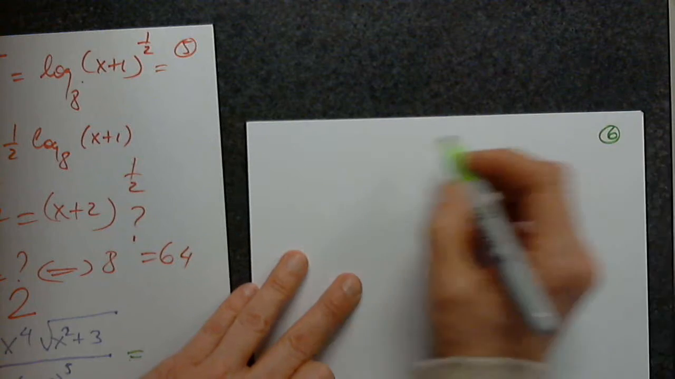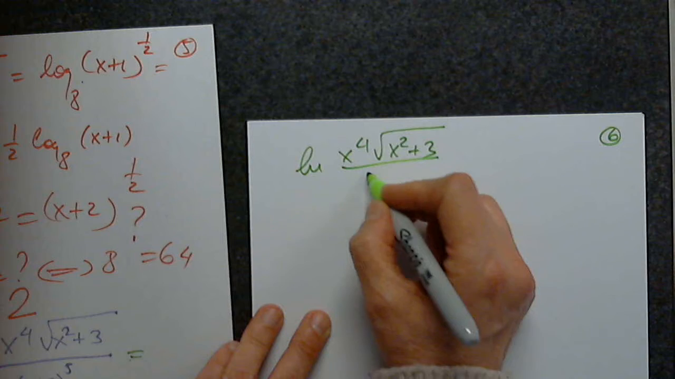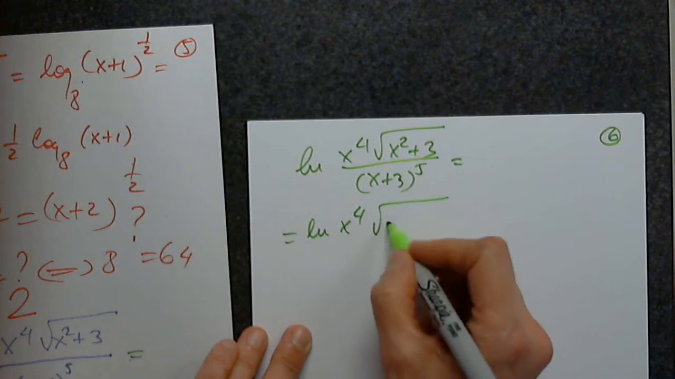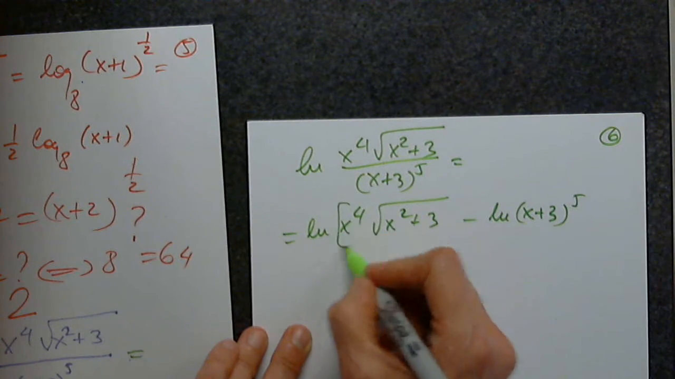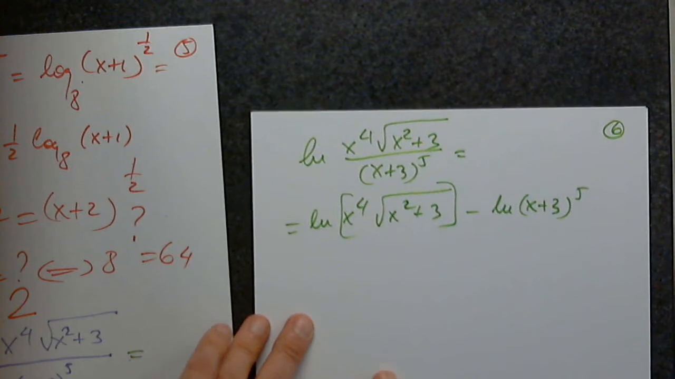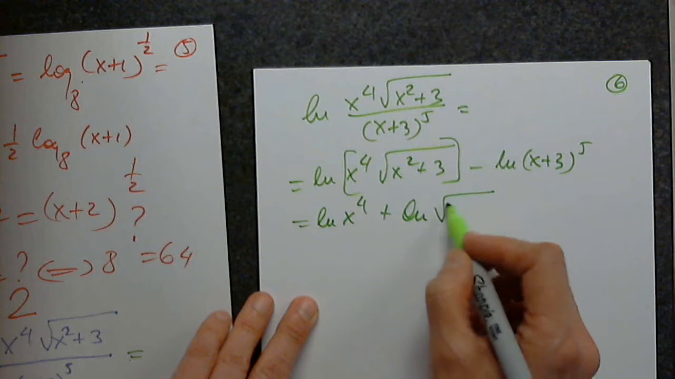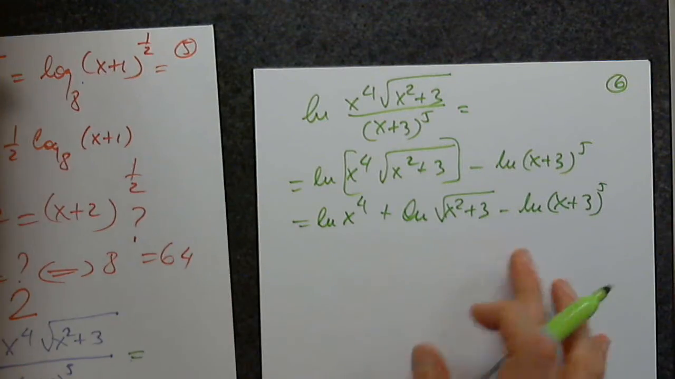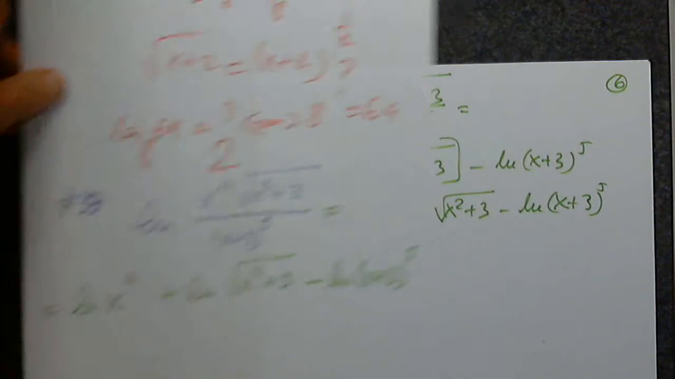Let me write it. So natural log of x to the 4th times the square root of x squared plus 3, over x plus 3 to the 5th. We write natural log of x to the 4th times the square root of x squared plus 3, minus natural log of x plus 3 to the 5th. Correct? And then this one changes into natural log of x to the 4th plus natural log of the square root of x squared plus 3, minus natural log of x plus 3 to the 5th. And that's what I wrote, because of two factors at the top.